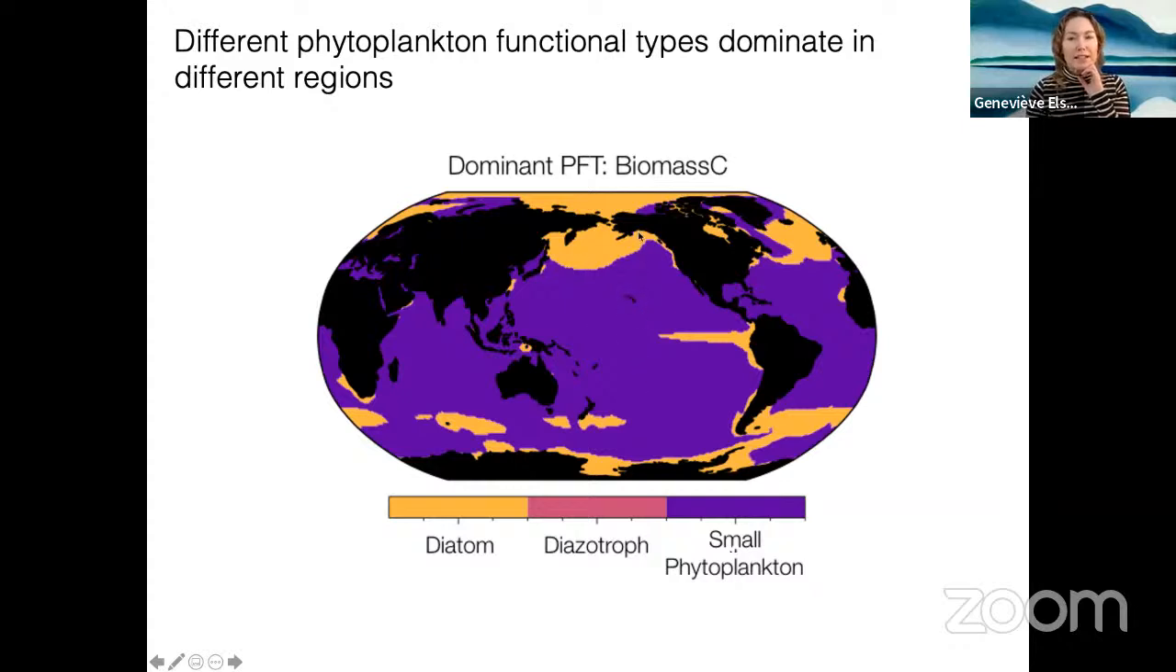So diatoms tend to dominate in these regions in the North Pacific and North Atlantic, as well as in the Southern Ocean. Whereas small phytoplankton seem to tend to dominate nearly everywhere else in the subtropical gyres. And diazotrophs, since they're generally present at such low concentrations, they don't tend to dominate anywhere. So as we move forward and we're considering the different drivers of phytoplankton variability in these important fisheries regions, we'll be taking into consideration the dominant type of phytoplankton in each of these regions as well.